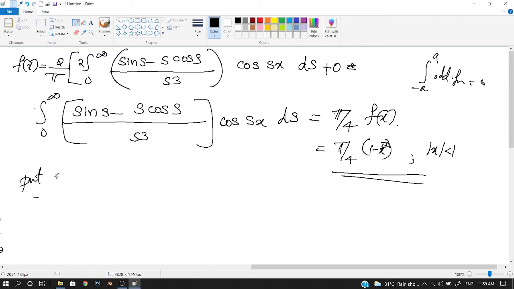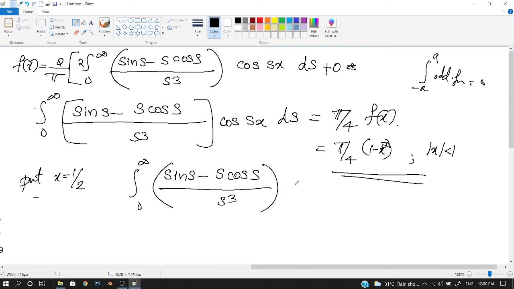Put x is equal to 1 by 2. Then this integral reduces to the integral from 0 to infinity of (sin s minus s cos s) divided by s cube, into cos s by 2 ds, is equal to pi by 4 into 1 minus 1 by 4. That means 3 by 4, that means 3 pi divided by 16.